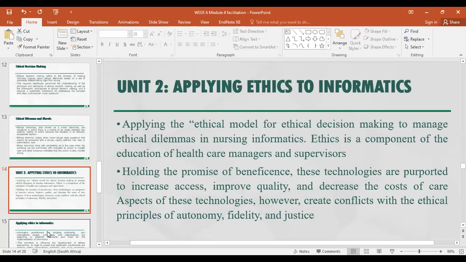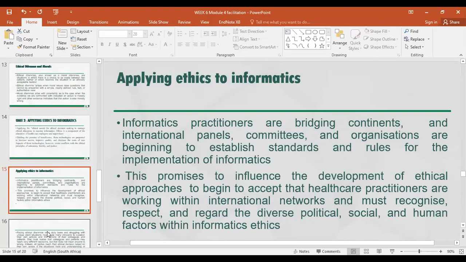So we've seen that as much as technologies are good and are helping to improve and enhance nursing and healthcare services, they conflict with certain ethical principles such as autonomy, fidelity, as well as justice. And so in applying ethics to informatics, practitioners, that is informatics nurses, are bridging continents, and international panels, committees, and organizations are beginning to establish standards and rules for the implementation of informatics.